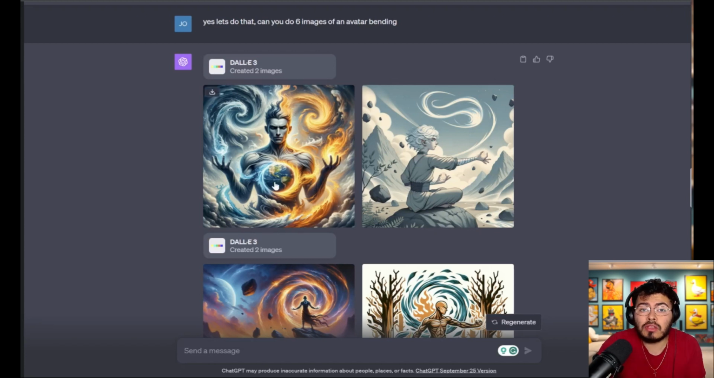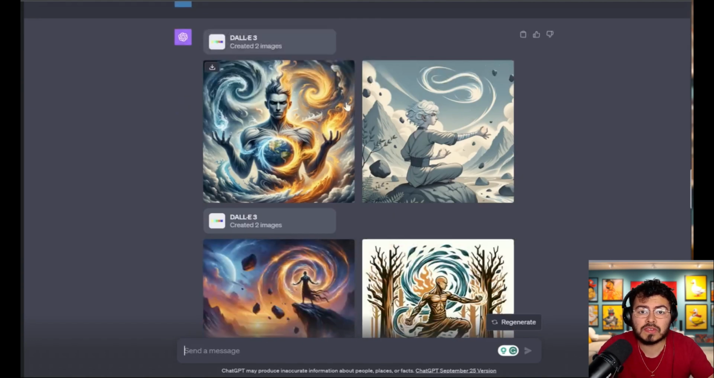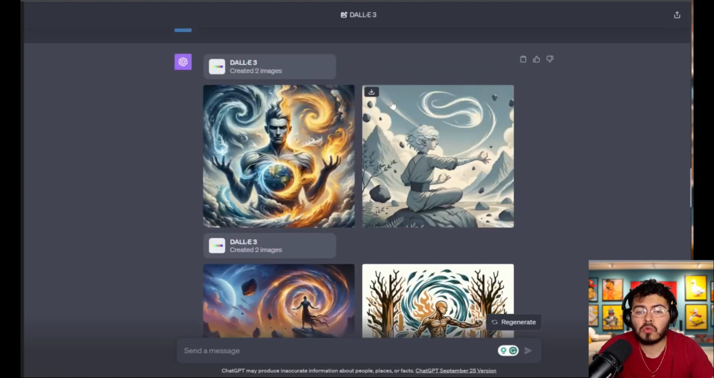So I would say I don't really want to hit those limits as much as possible, but I do want to increase the amount of images I'm getting per request. And like this, I'm not using up my 50 messages every 3 hours. So here it tells me, can you do six images? And now it gives me six images. So I do believe we got through that first rule.